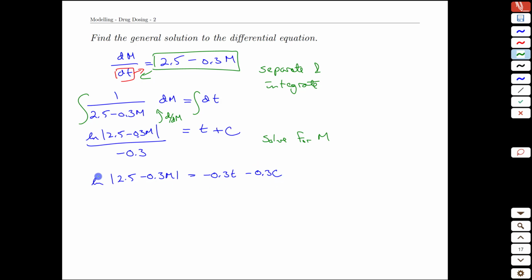We then want to get rid of this ln. The way we do that is we exponentiate the entire left-hand side, and of course we have to do the same to the right-hand side. That gives us |2.5 minus 0.3m| equals e to the negative 0.3t, and I'm going to multiply by the other expression because we have a sum or a difference in the exponent. We can treat that as a multiplication down the main line.